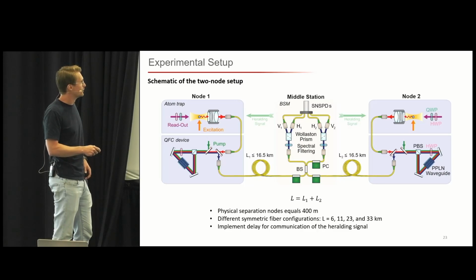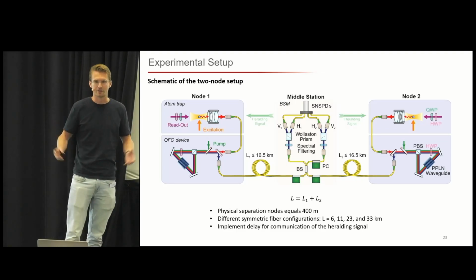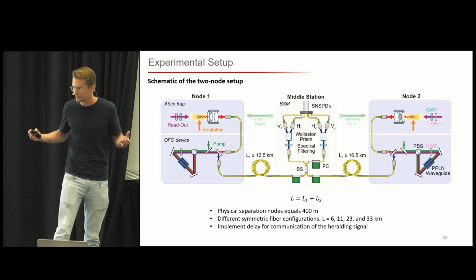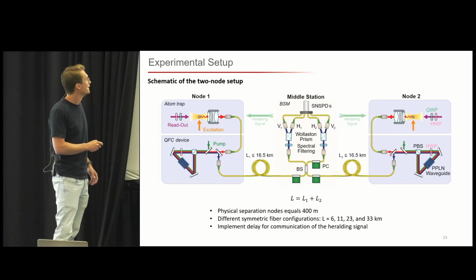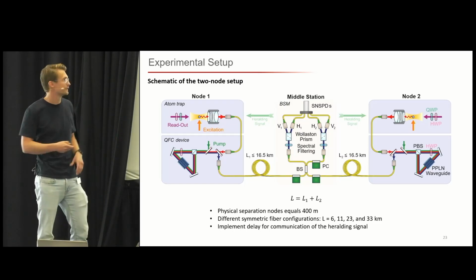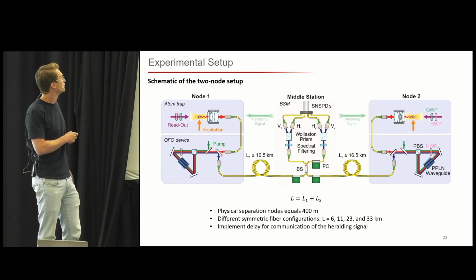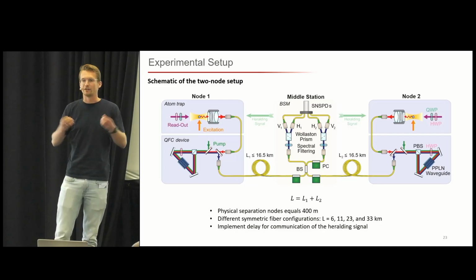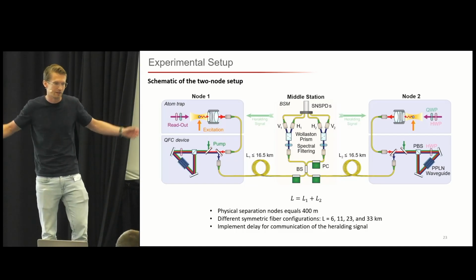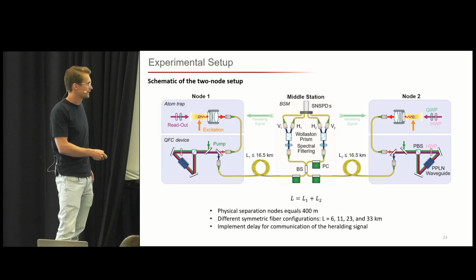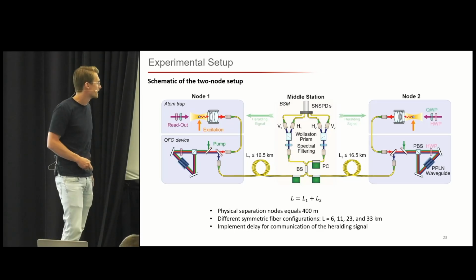And then what we do is we convert the photons, we shoot them to the middle station, and the middle station does a Bell state measurement in the telecom band to swap the entanglement to the atoms. And the moment that we get our two-photon coincidence, we send the heralding signal back to the nodes, and we implemented an extra delay here to really simulate as if the two nodes were separated by 6, 11, 23, or 33 kilometers.